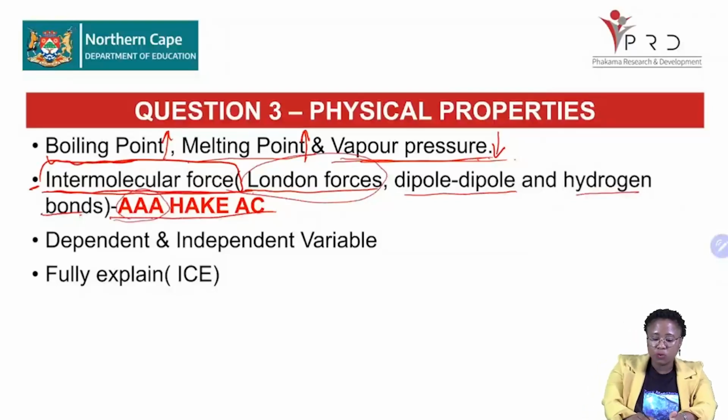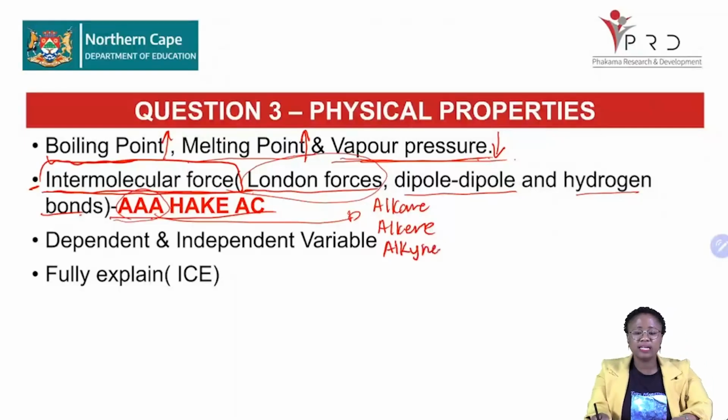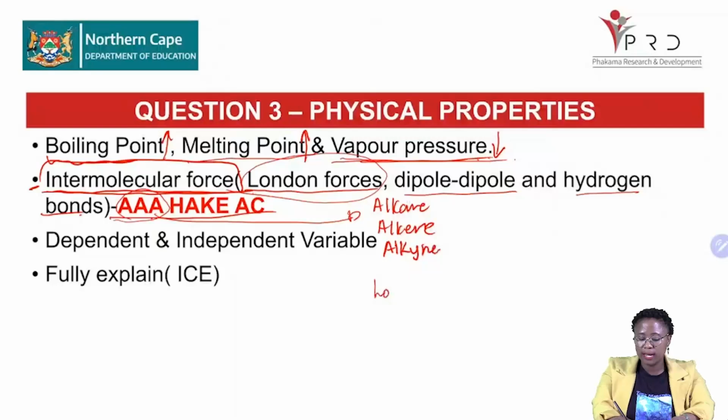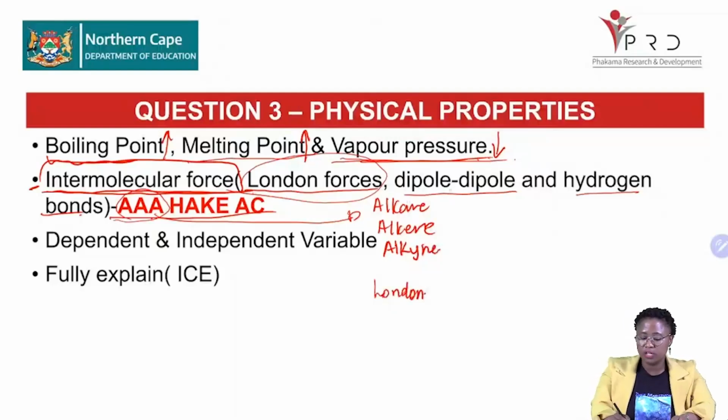Remember, the AAA will mean that here we have your alkanes, your alkenes, as well as your alkynes. These three are all under what we call London forces, or dispersion forces, or induced dipole forces, depending on what your educator has taught you in your school.